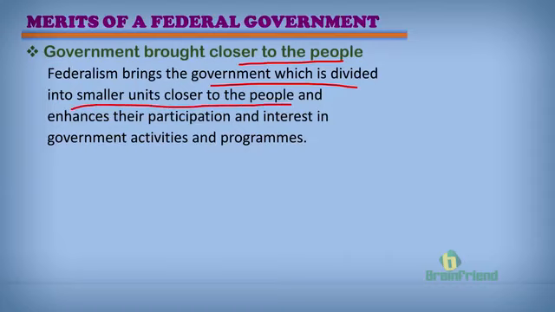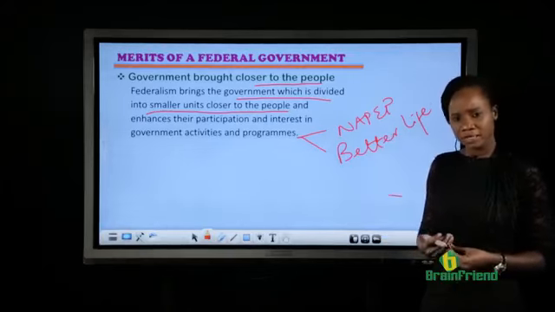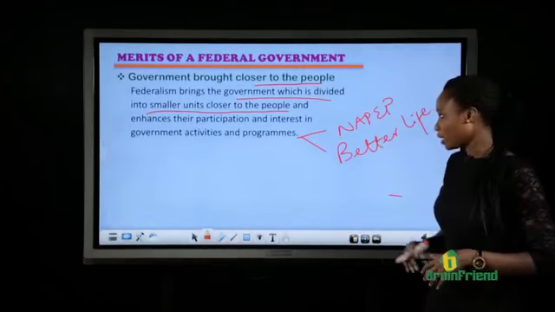For example, the government could come up with programs such as NAPEP, which is a program established to eradicate poverty. We also had programs such as Better Life in Nigeria, which was also to help the rural women. All of this is government being felt at the grassroots. But if government is just at the center, it cannot be felt. So one advantage of federalism is that government will be felt even by those at the grassroots because it is shared into smaller units.